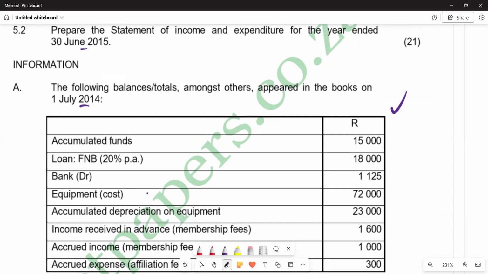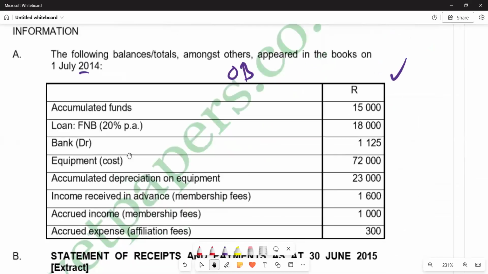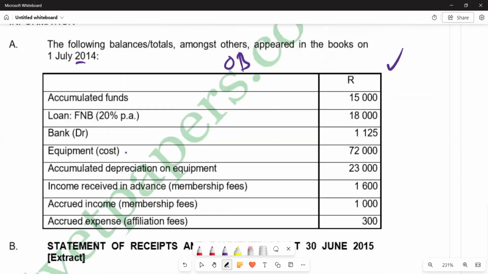So here are the opening balances. Basically, we are saying we have our opening balances in this table. So we go down to check the balances of the membership fees. We have this one, income received in advance. This is in advance at the beginning, and it should be on the credit side, 1,600.